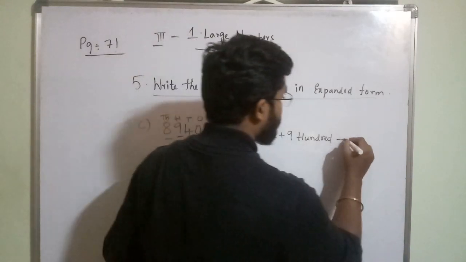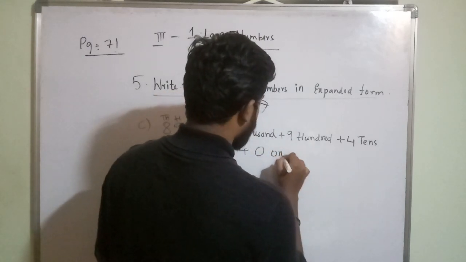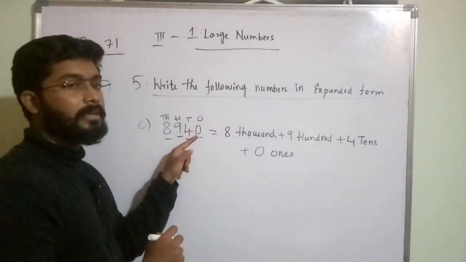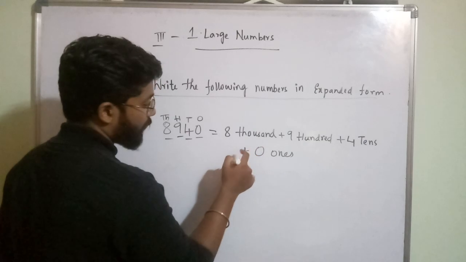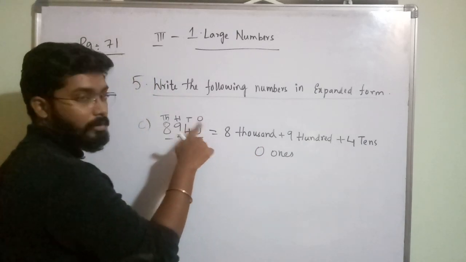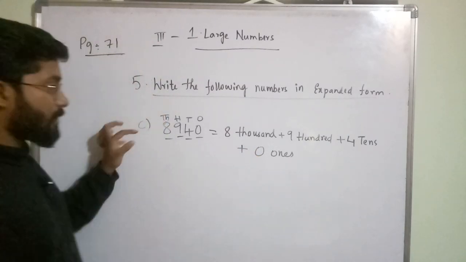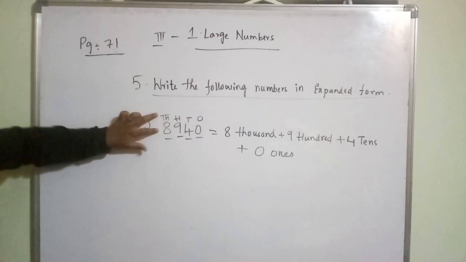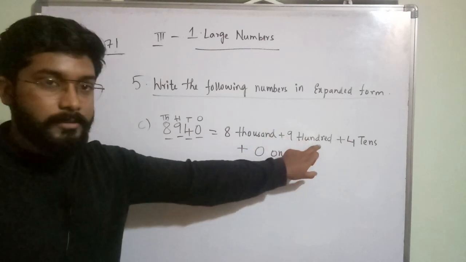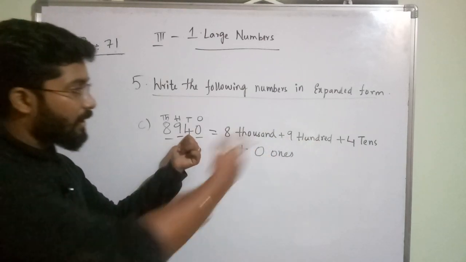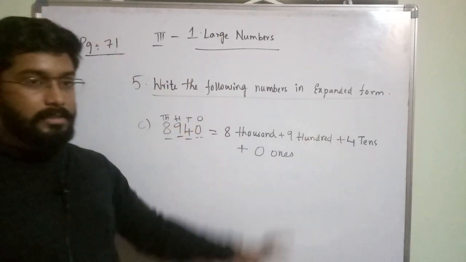40. So 4 tens plus 0 ones. In ones place nothing is there means it will be 0. Nothing is there means 0 ones, because in ones place only 0 is there. So that's why we have to write 0 ones. So once again understand, 8 is in thousands place, 8,000. 9 is in hundreds place, so 900, plus 4 in tens place, 4 tens. 0 in ones place, 0 ones. Completed.